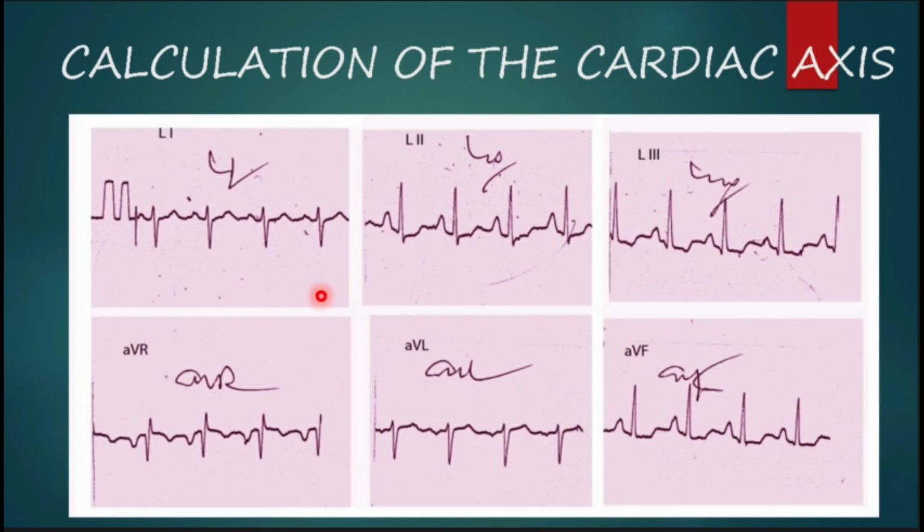Now, this slide shows limb leads, lead 1, 2, 3, aVR, aVL, aVF. Let's calculate the cardiac axis. First step, look at the polarity in lead 2. There is a dominant R wave with a low amplitude S wave. Therefore, polarity is positive. If the polarity in lead 2 is positive, it could be either normal axis or right axis deviation.